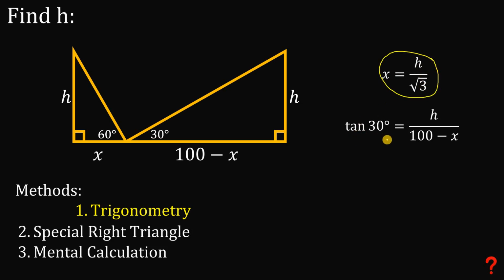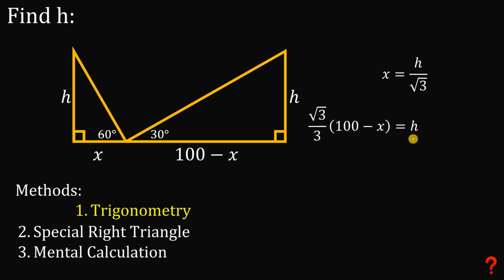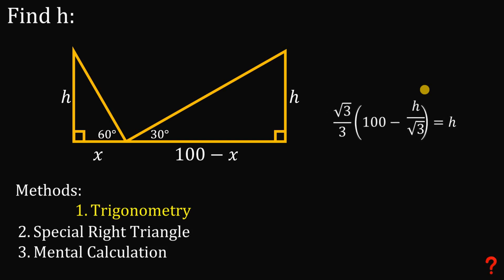Now, how about tangent 30 degrees? We know tangent 30 degrees is a special angle. This is equivalent to square root of 3 over 3. Now, let's multiply both sides by 100 minus x to solve for the value of h. And then, what we're going to do here is to replace this x with this value, h over square root of 3, because in this question, we want the value of h and not the value of x. Alright, so let's replace this x with h over square root of 3.